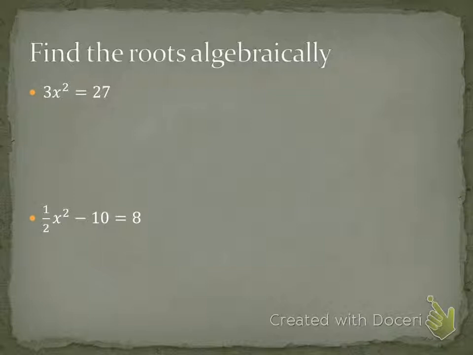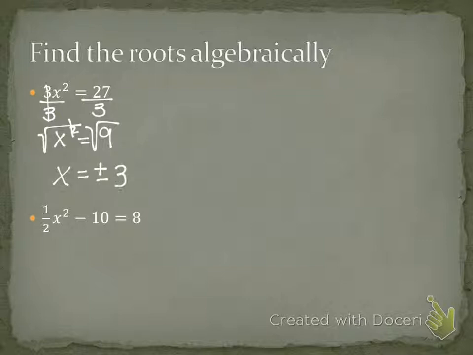So if I have this equation right here, 3x squared equals 27, what would I do first to get x by itself? Divide by 3, very good. Divide by 3, divide by 3, and I get x squared is equal to 9. What would I do next? Square root, very good. Cancel out, and I get x is equal to positive and -3.